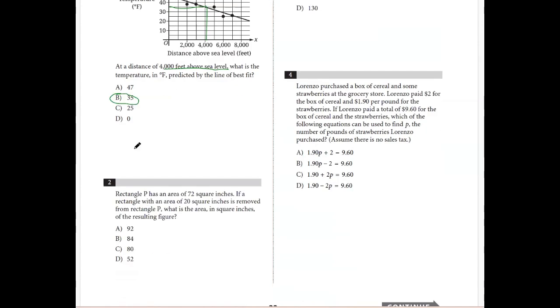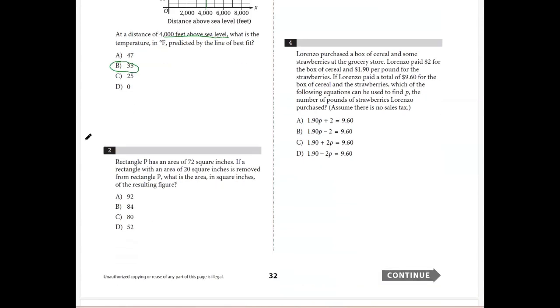B as in bold. Number two, a rectangle P has an area of 72 square inches. If a rectangle with an area of 20 square inches is removed from rectangle P, what is the area in square inches of the resulting figure? All you gotta do is do 72 minus 20, which is 52. So D as in David is the correct answer.